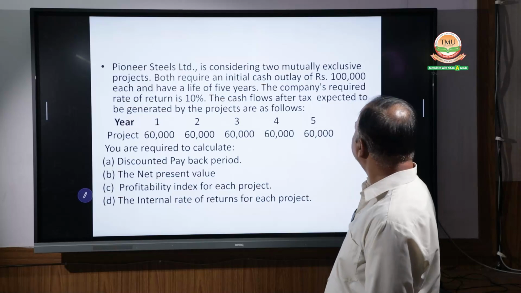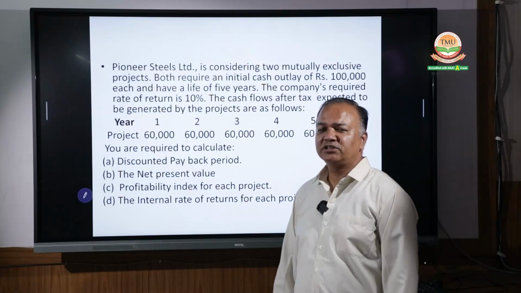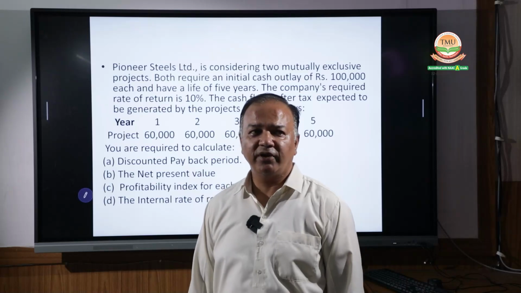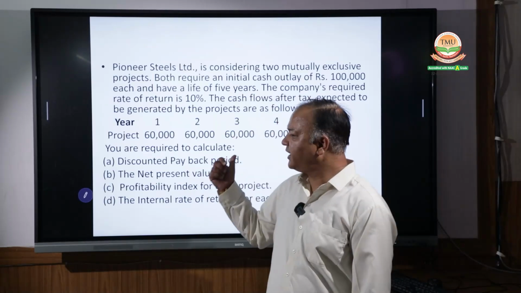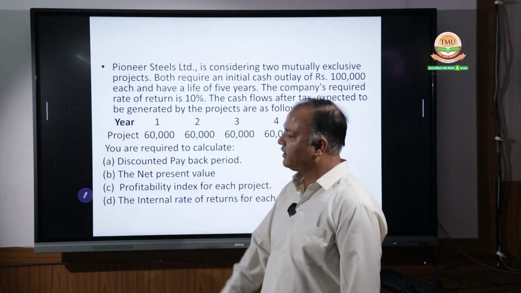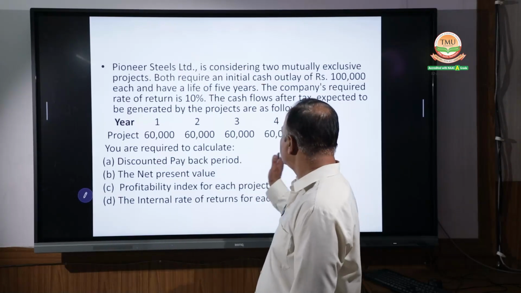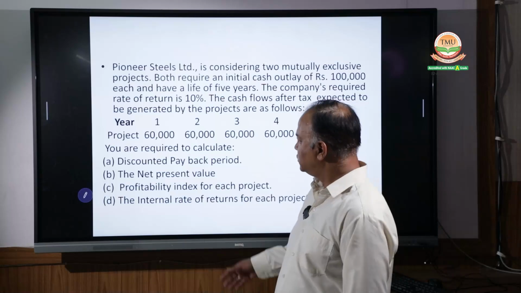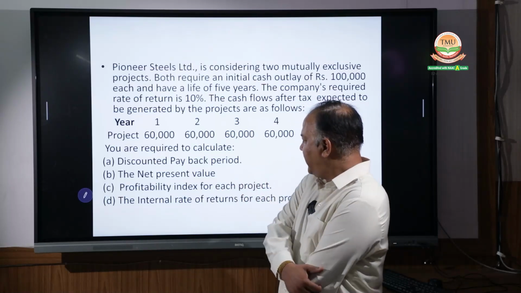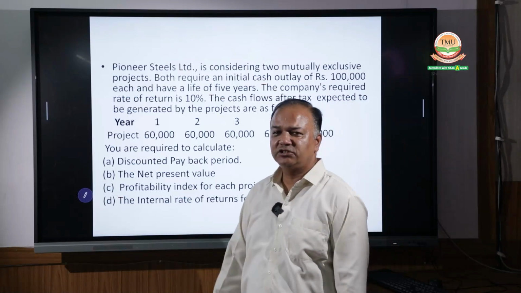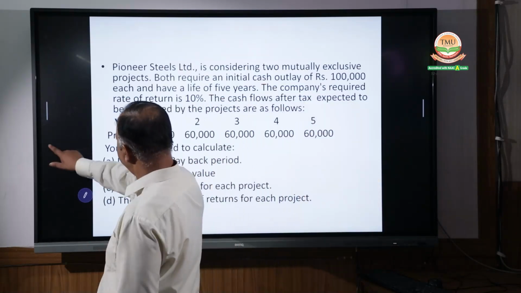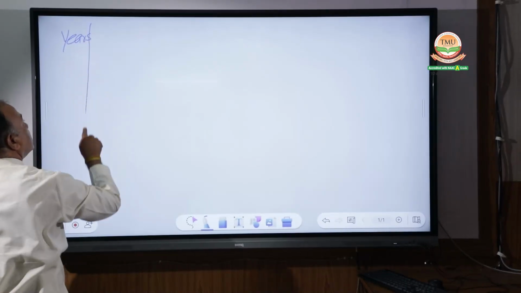In this question it was given that a company wants to purchase a machinery and it requires a cash outflow of rupees 1 lakh in the initial stage. The machine has a life of around 5 years, and in 5 years it will generate cash flow after tax of around rupees 3 lakh. Now let's do it. You have to calculate discounted payback, NPV, PI and IRR. In this question there is no need to calculate the payback period. Now let's start the question. Now I will try to do it a little fast.